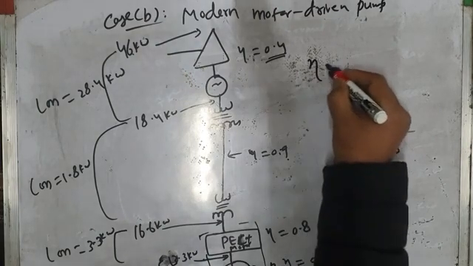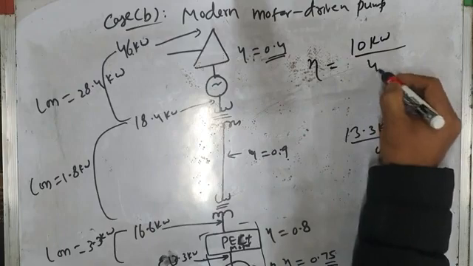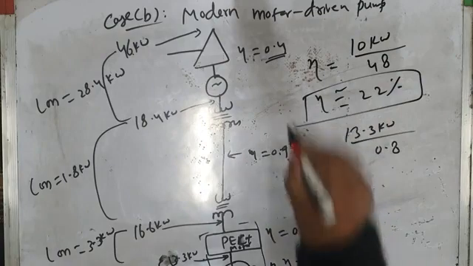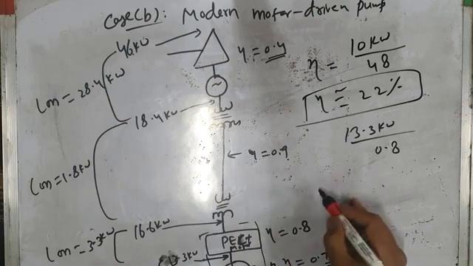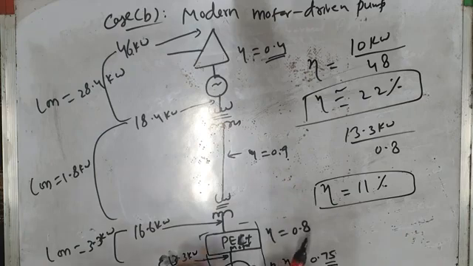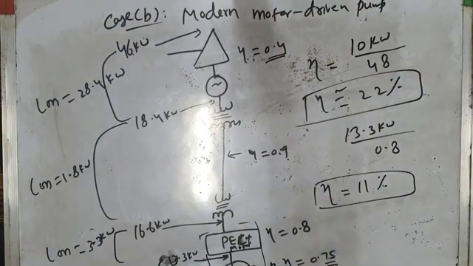So therefore, what is the overall efficiency of the system? Output power by input power. Output power is 10 kilowatt by input power is 46 kilowatt. So efficiency is around 22%. So in the conventional motor driven pump where throttling valve was used, you remember just few moments back we found efficiency was only 11%. And when we have replaced the conventional motor driven pump with modern power electronic converter based motor driven pump, it has doubled the efficiency. It has increased efficiency from 11% to 22%. Hence, there is substantial improvement in the efficiency of the system.